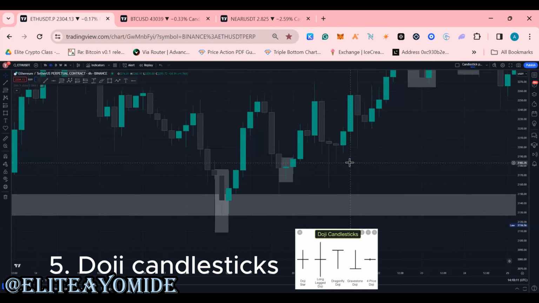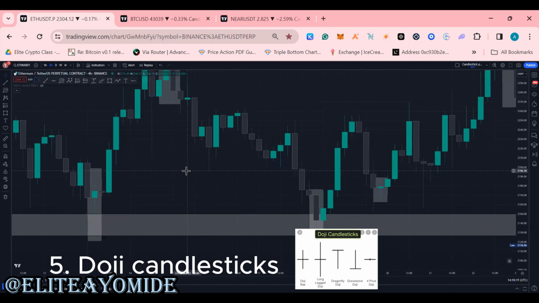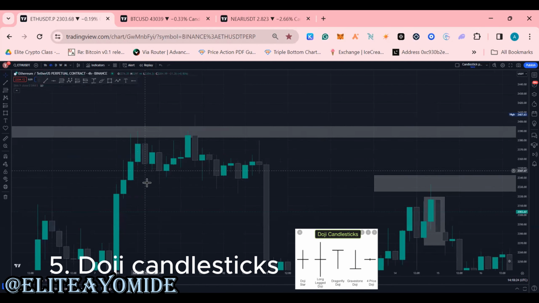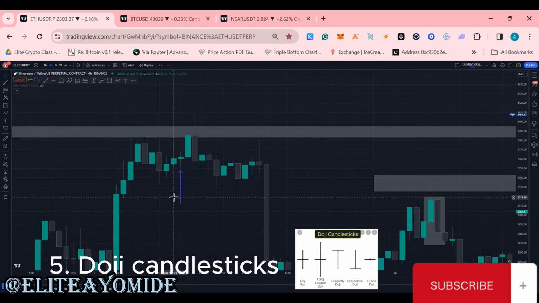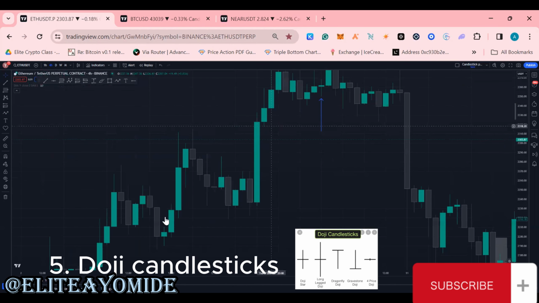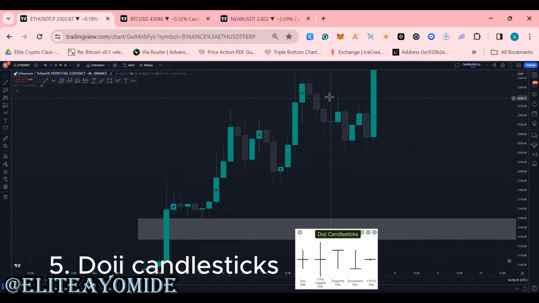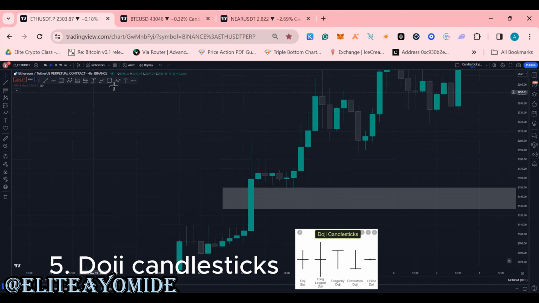So whenever you see a doji candlestick forming on the market, you want to make sure that you wait for the market to eventually form first before you take a trading decision, either to go long or to go short. So this is another doji candlestick here. You can see that the body is very, very tiny. Now, when this forms, you want to wait for the market to do its thing before you make a trading decision. This is another doji. So don't forget that doji means indecision.